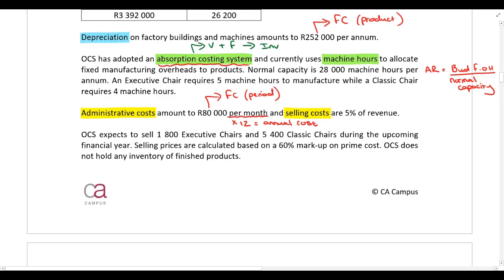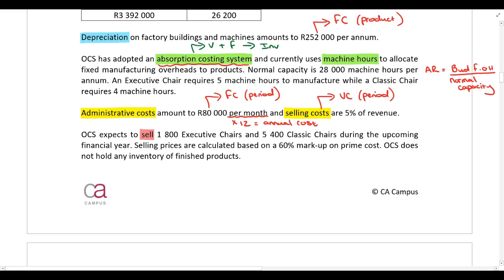You can see it doesn't vary with the number of units produced or the number of units sold. It's a fixed cost of 80,000 Rand per month. The selling costs, on the other hand, are 5% of revenue. So selling costs are going to vary depending on revenue. So that is going to be a variable cost. And it's also a period cost.